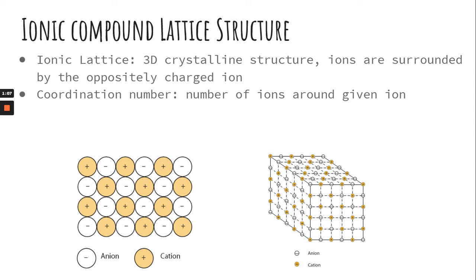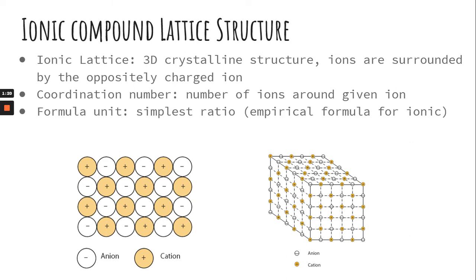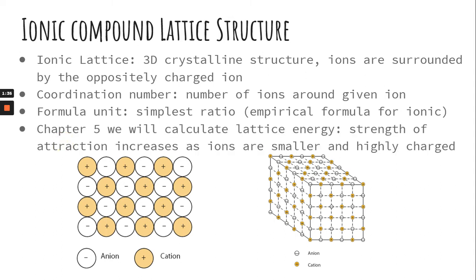The coordination number is the number of the ions that are around it. So in this example, the coordination number would be 6, because you would have 6 anions surrounding the one cation. Now, we don't usually write our ionic compounds like this. Instead, we give the formula unit, which is the simplest ratio, which is also called the empirical formula. But we refer to it as the formula unit when we're talking about ionic compounds.